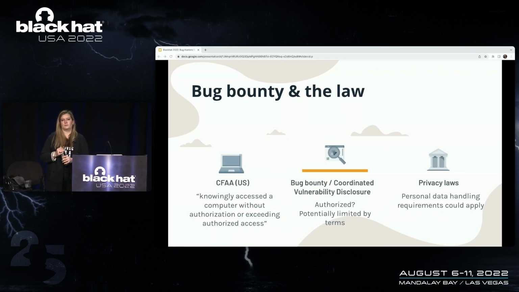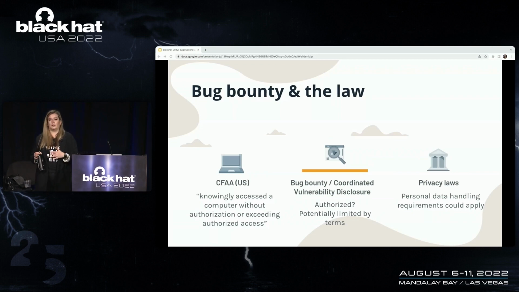As a result, it has been used against security researchers in the past. Generally, bug bounties operate in this idea of what is authorized. So by asking and having a program, you are kind of allowing individual researchers to be authorized to potentially hack your systems in a way that would be allowed under CFAA.